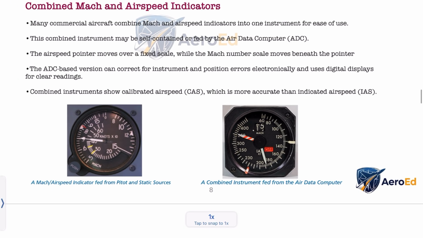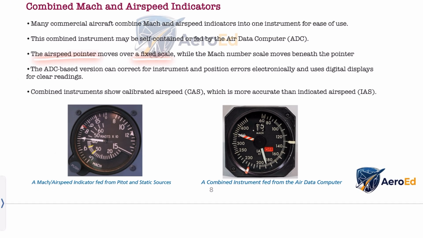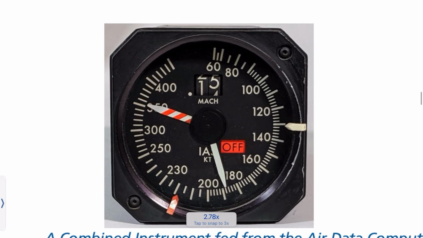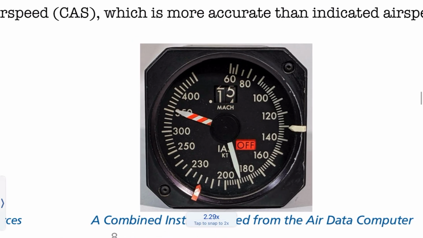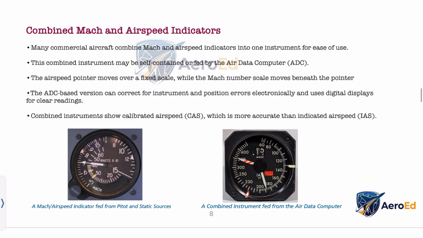The airspeed pointer moves over a fixed scale while the Mach number scale moves beneath the pointer. Alright. The ADC based, meaning the air data computer based version, can correct for instrument and position errors electronically and uses digital displays for clear reading. So you can see here, this is a combined instrument which is fed by the air data computer. You can see here the Mach number can be easily seen, right? So this combined instrument shows calibrated airspeed, which is more accurate than the indicated airspeed.